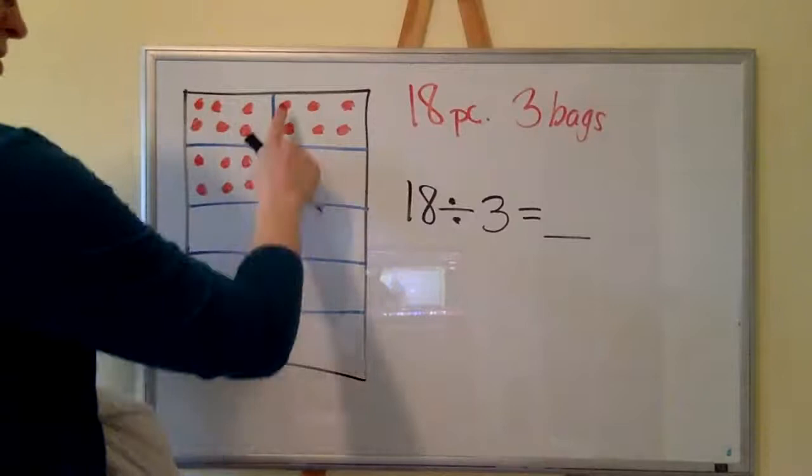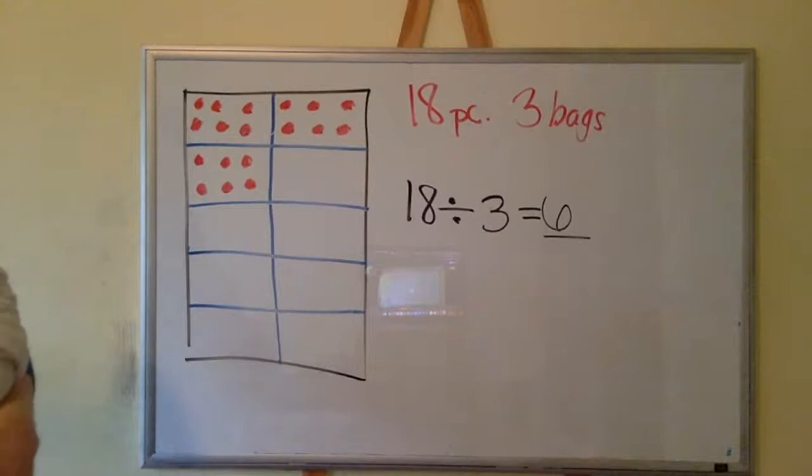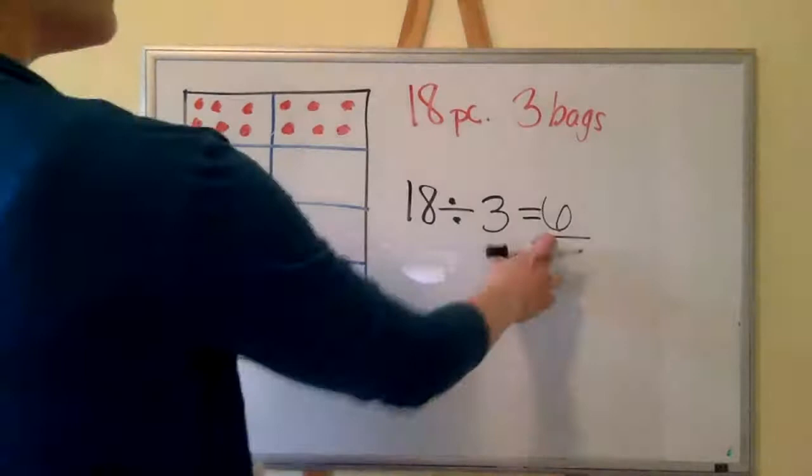2, 4, 6. 3, 6. Different ways to count it. We divided 18 pieces of candy into 3 groups, and we found that our answer was 6. So what sentence answers the question? Our question was, how many pieces of candy did Austin put into each bag? Our sentence would be, Austin put 6 pieces into each bag.